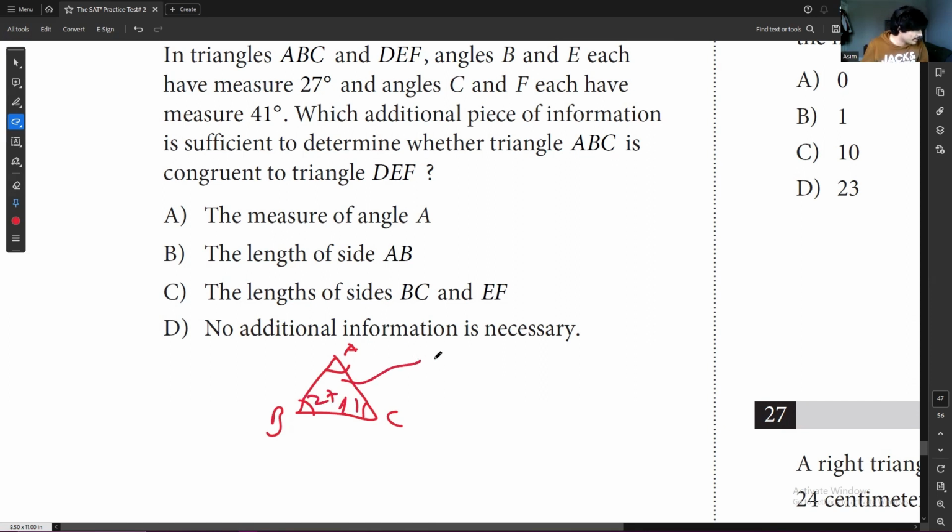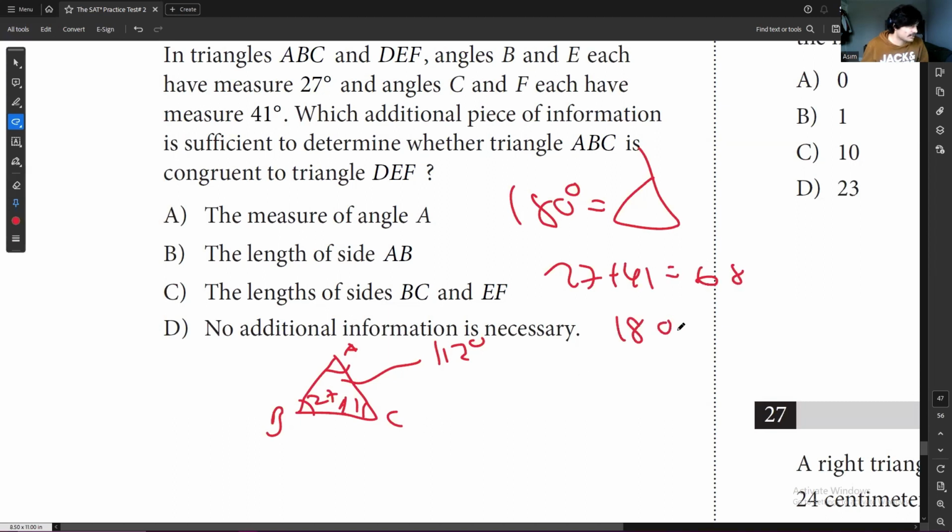Therefore, in here, I got 112 degrees, since I can subtract these two numbers' sum from 180, because 180 degrees is the total of a triangle's angles. So if I have 27 degrees and 41 degrees, 27 plus 41 is 68, and when I subtract this from 180, I just end up with 112. So this will be my angle.